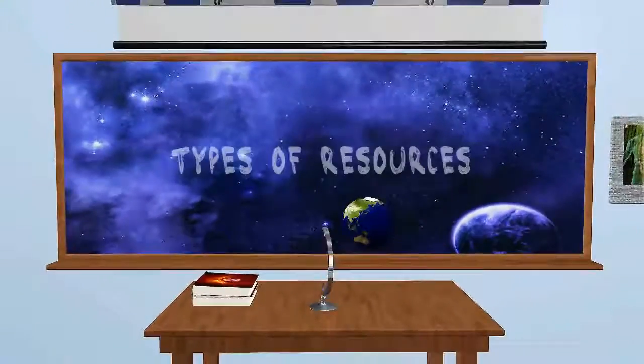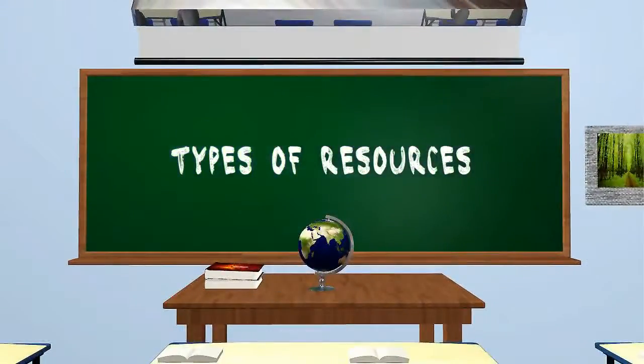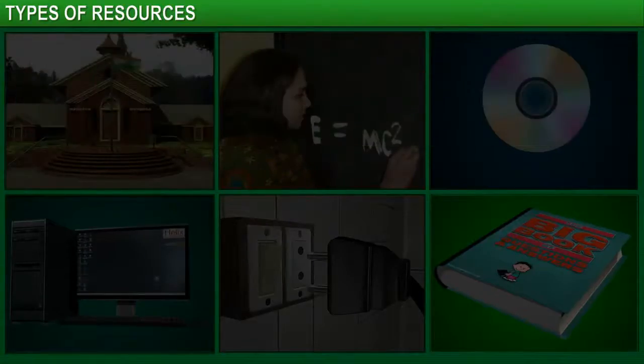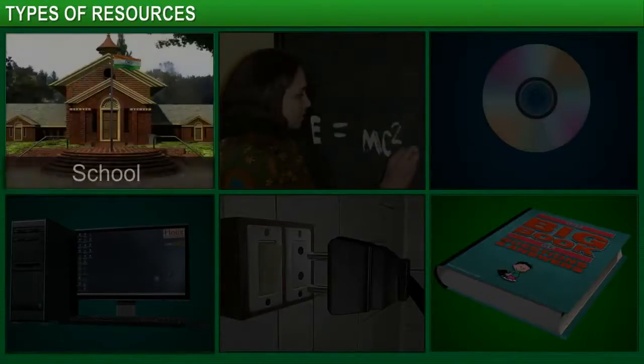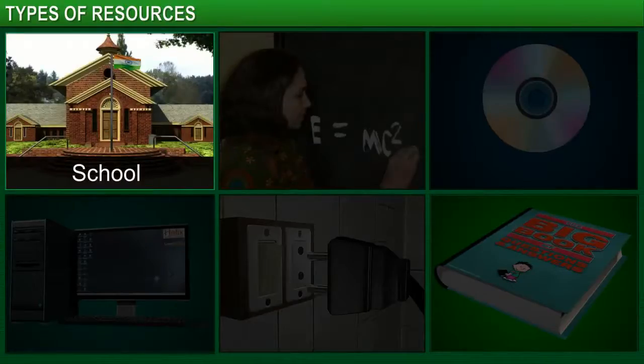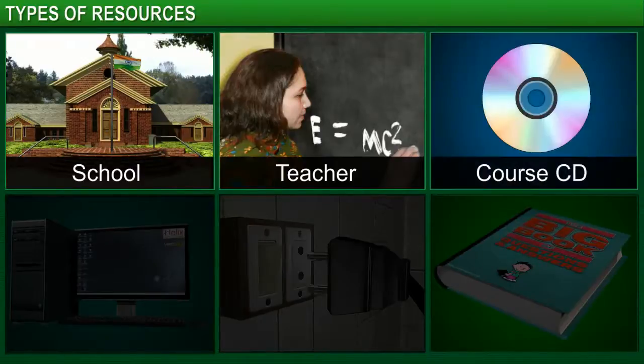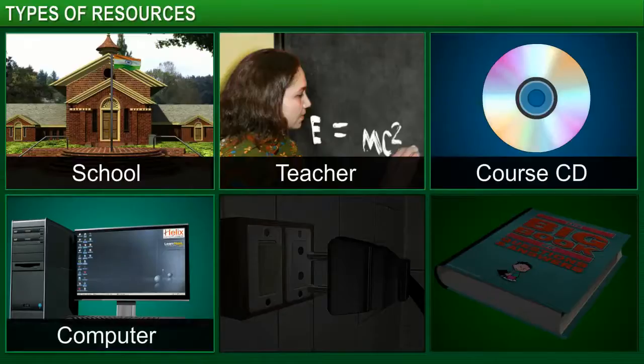In this module, you will learn to distinguish between different types of resources. What are the things that make it possible for you to go through this lesson? Your school, where you can sit and watch this course. Your teacher, who can explain it to you. A CD that contains this course. A computer to run the CD on.